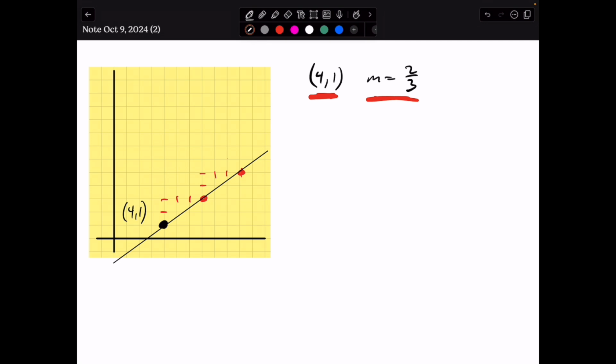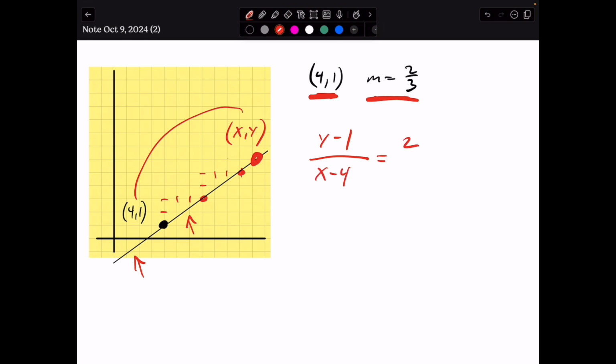Now what I want is the equation of that line. What that means is I'm going to pick another point on the line that could be anywhere. I could have picked it there, over here, or over here, but I chose it over there. So I'm going to give that point a generic name, (x, y). It's any other point that's on the line. And here's what I know: the difference between the y's, y minus 1 in this case, over the difference in the x's, x minus 4 in this case, has to be equal to 2/3. And right here, that's the equation of the line. That's the equation of the line in the simplest form. That's the best way to find it.